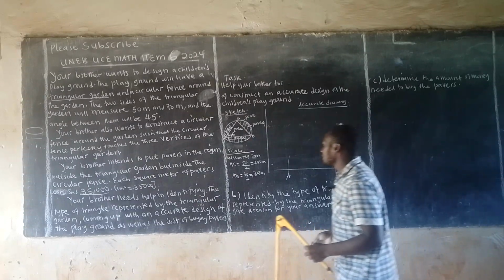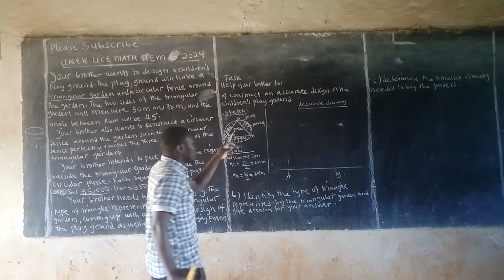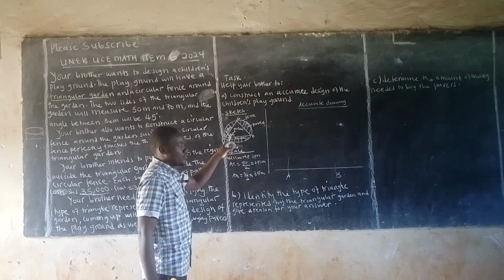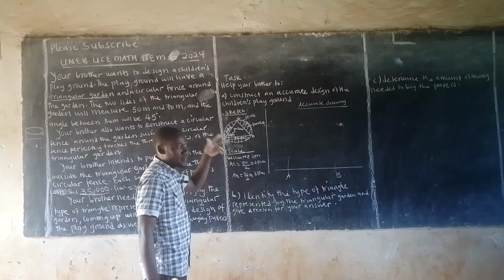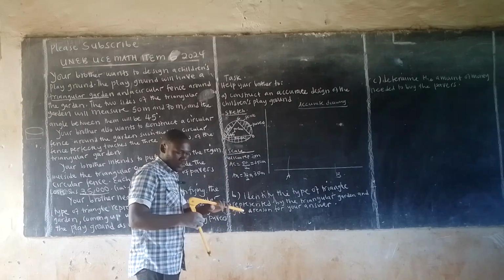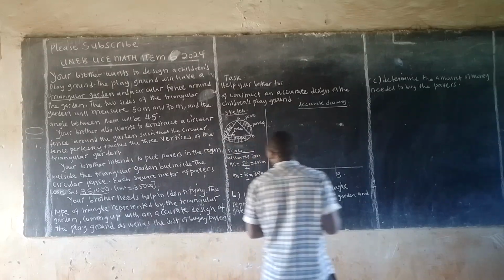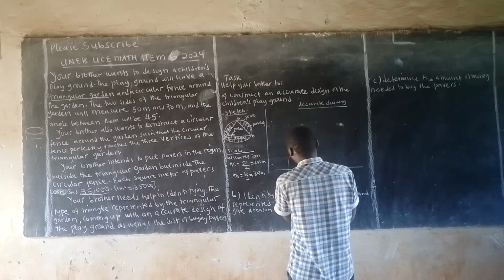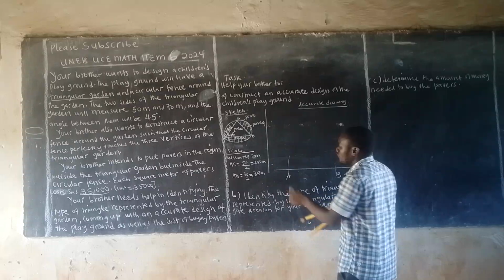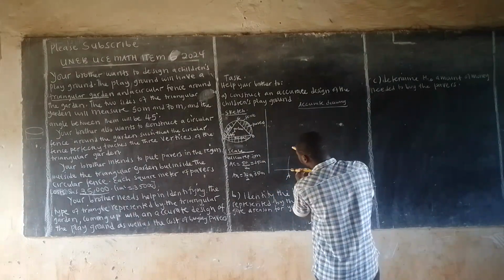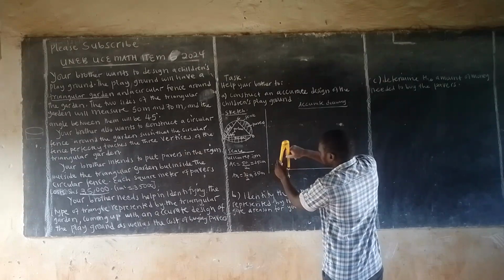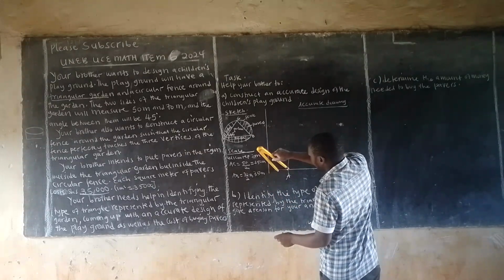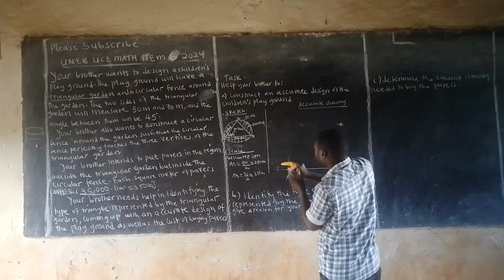Okay. Now, next, you realize that in this triangle here, we have an angle 45. And how do we get an angle 45? We draw 90, then we bisect the angle of 90. So let's do an angle of 90 here, so that we can get the 45. So put here like this. Put here like this. Make an arc there.